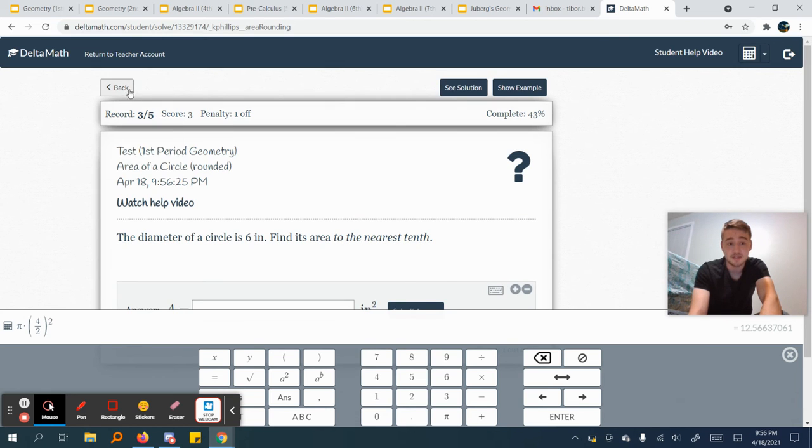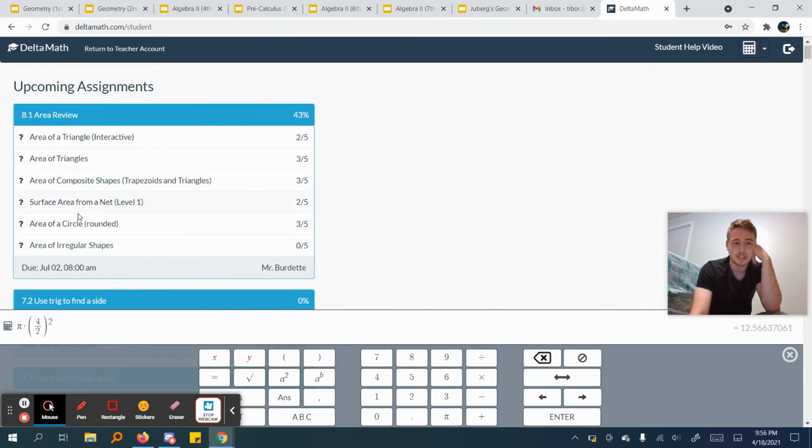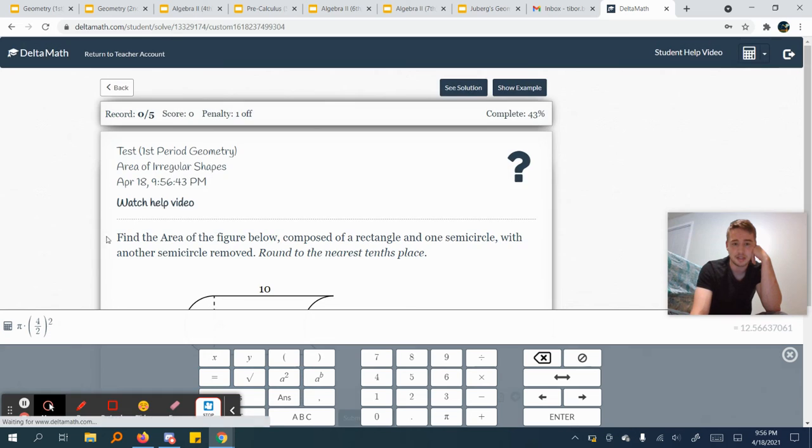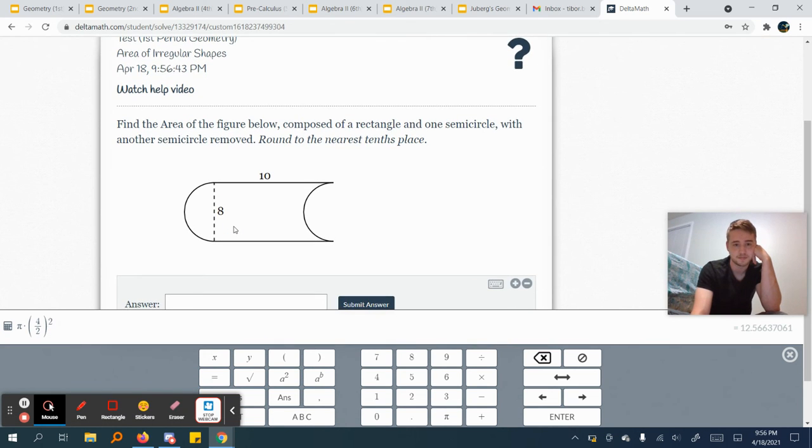If it ever gives you the area, then just divide by pi and take a square root to find the radius. It just comes down to rearranging some simple algebra. Let me know if you have any trouble. And then finally, we're going to look at the last section, area of irregular shapes. Probably the toughest one.